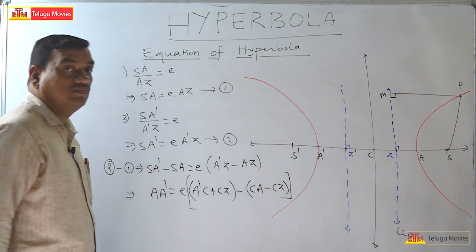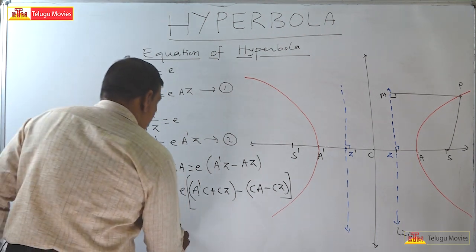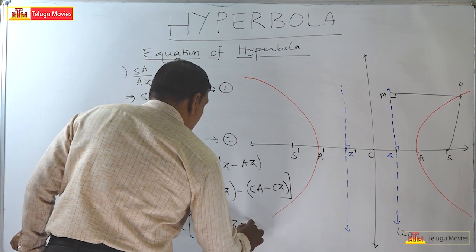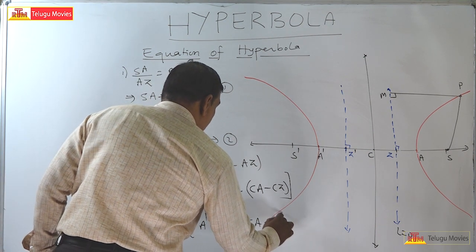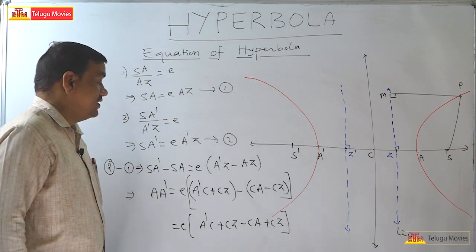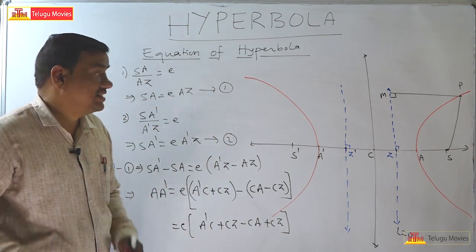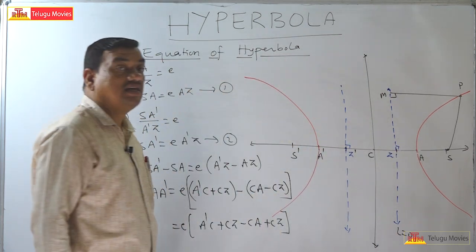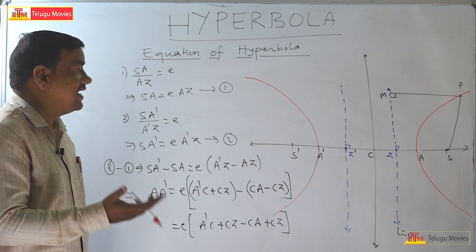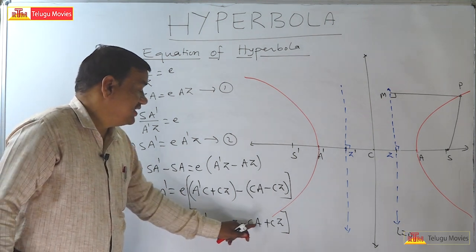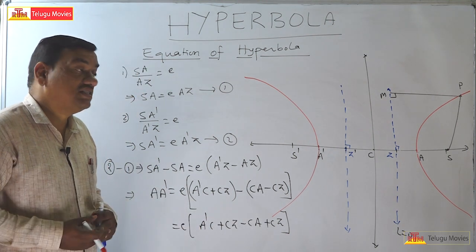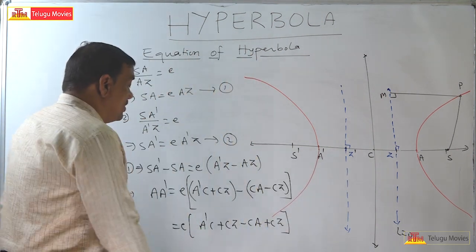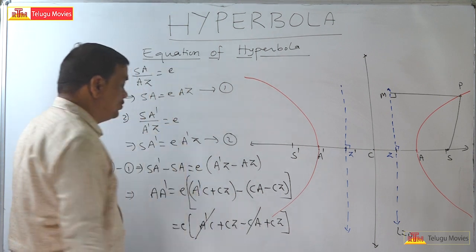Now let us see this. Open the brackets. This is equal to A dash C plus CZ minus CA plus CZ. Now, do we see any more cancellations? CA and CA dash are both the same length. Why? Because C is the center of the given conic.